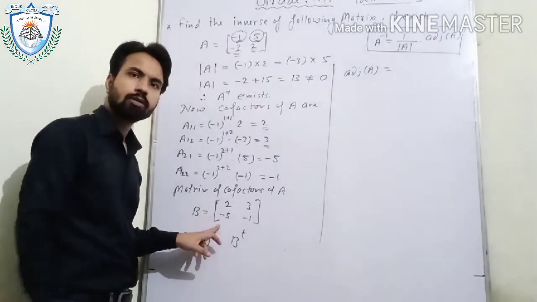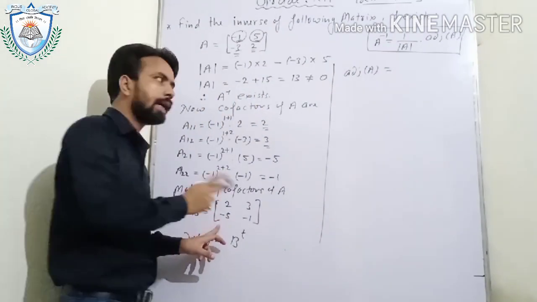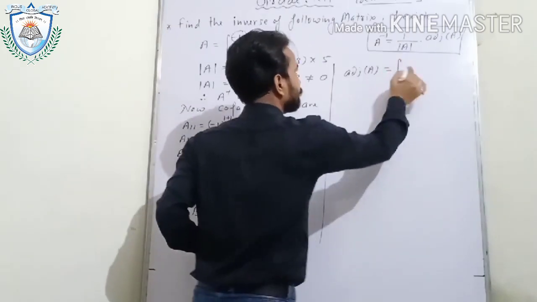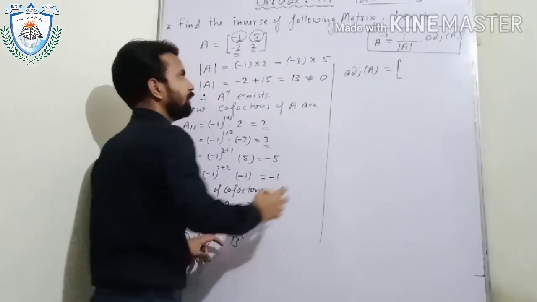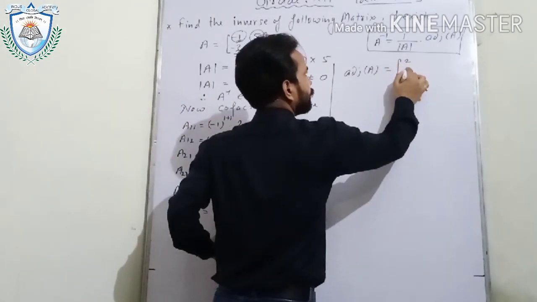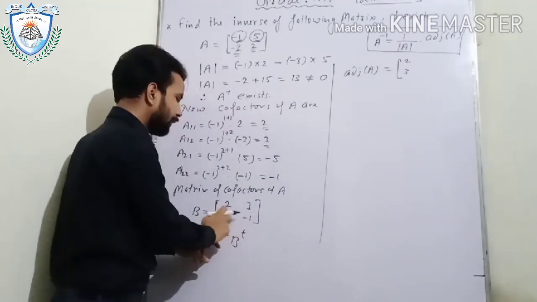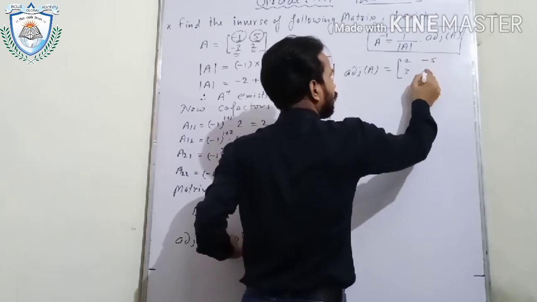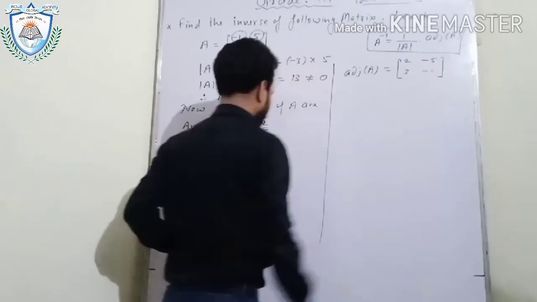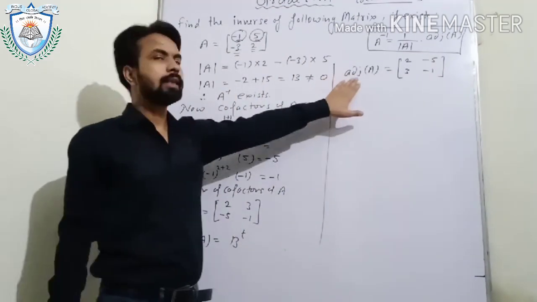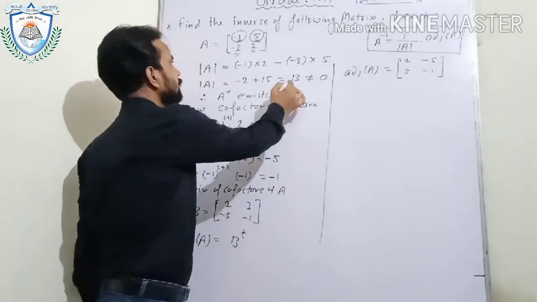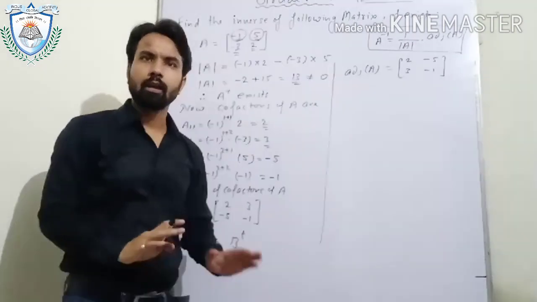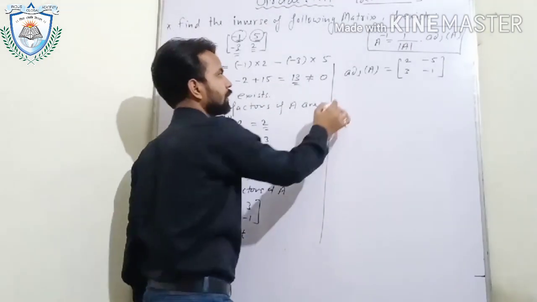B matrix is this. So here we will interchange the rows and columns. So first row is 2, 3, so it will be first column 2, 3. And minus 5, minus 1 is the second row, so it will be second column, minus 5, minus 1. Clear? This is adjoint of A. And this is the value of determinant of A.